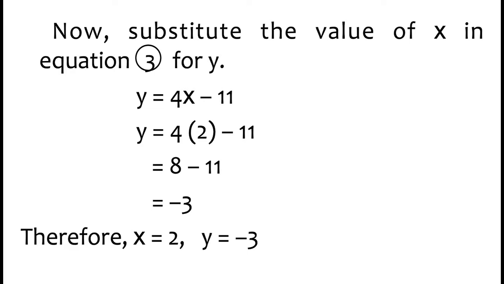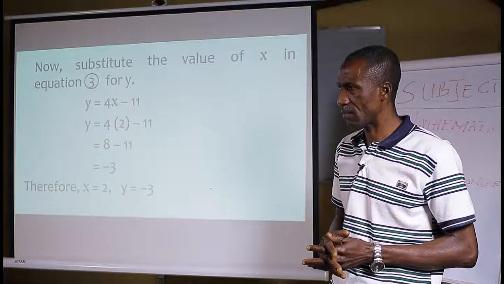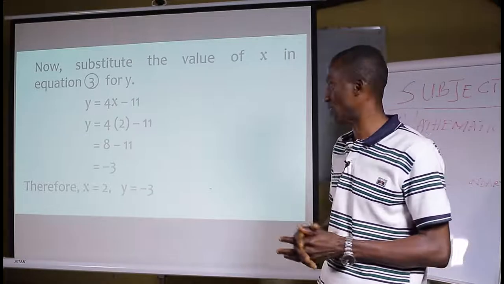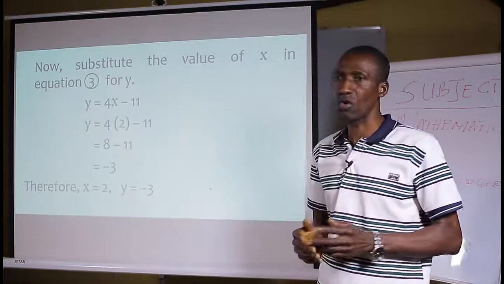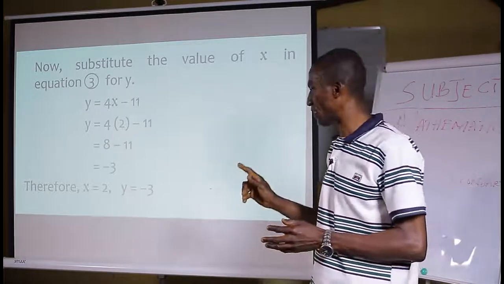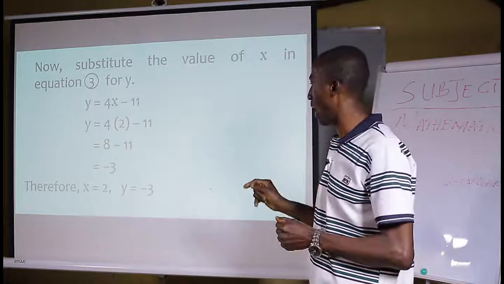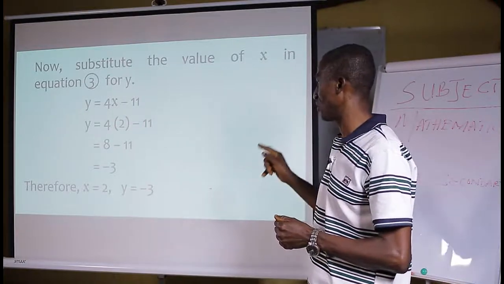And by the idea of directed numbers, 8 minus 11, the answer is minus 3. So our y equals minus 3. Conclusively, our x equals 2 and our y equals minus 3.